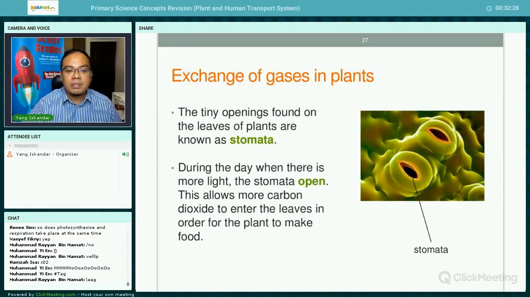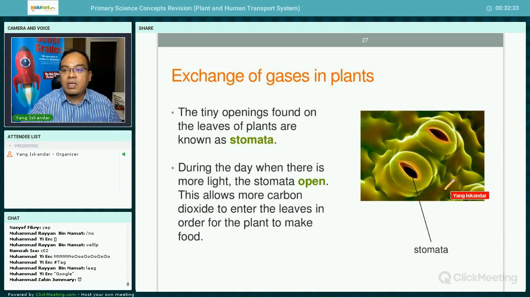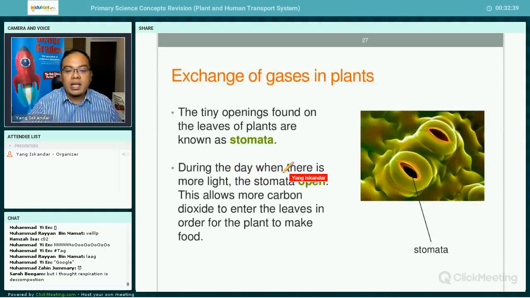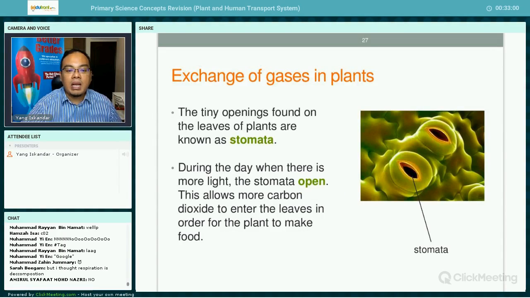The tiny openings found in the leaves of the plants are known as stomata. This is a stomata under a very powerful microscope. Now during the day, when there is more light, the stomata open. Why? Because this will allow more carbon dioxide to enter the leaves in order for the plant to make food. When there's more light, it will open bigger, so that it allows more carbon dioxide to enter the leaves so that the plant can make more food.